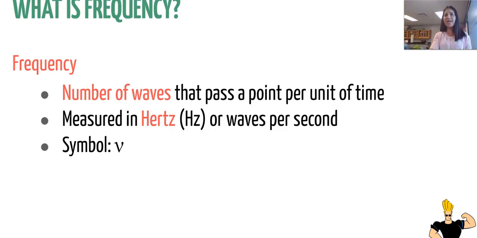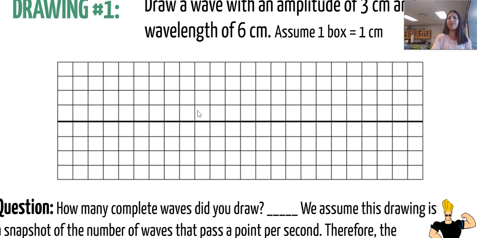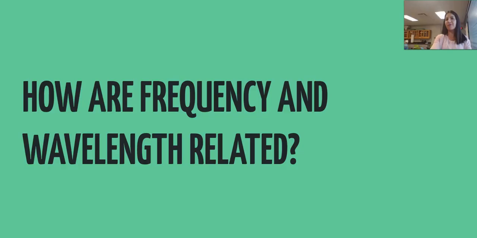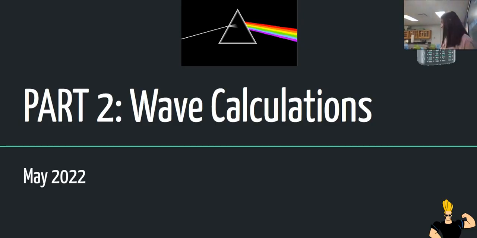There was a brain check. Then we were talking about frequency. The frequency is really how fast your wave is moving per second. The symbol that we use is called nu, and it's measured in what are called hertz. And then there was a brain check, and then we were talking about drawing waves and how to do that. The slideshow goes through a little bit of that with some answers. And then we come to calculations. This is the part that I wanted to talk to you about real quick.